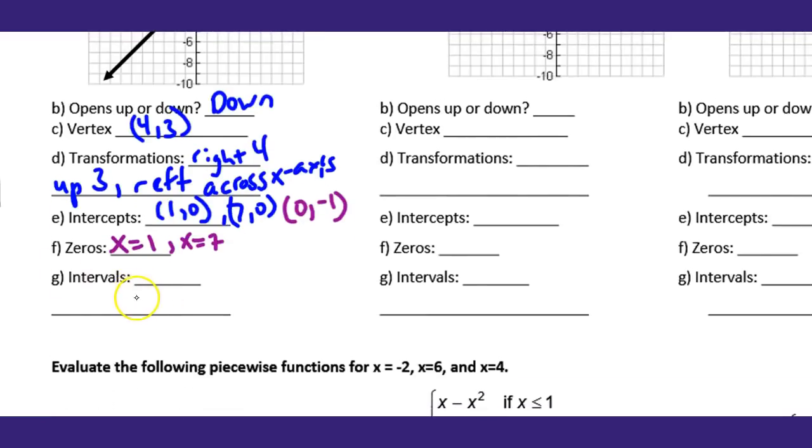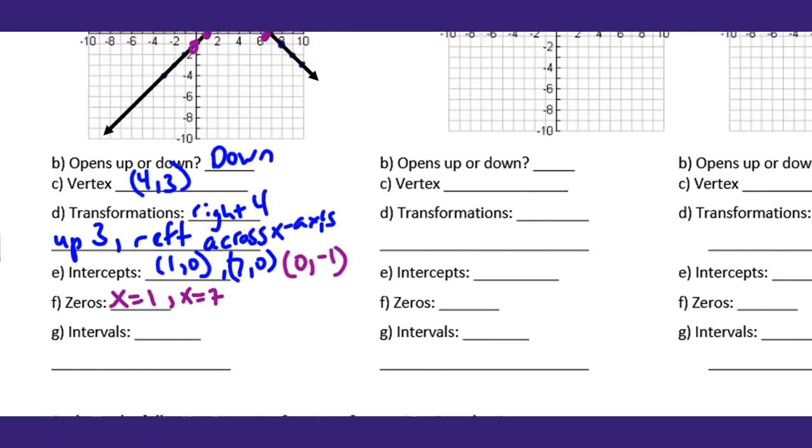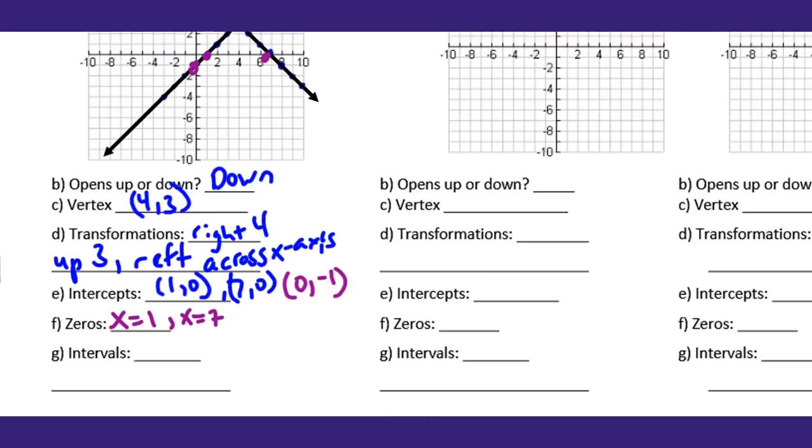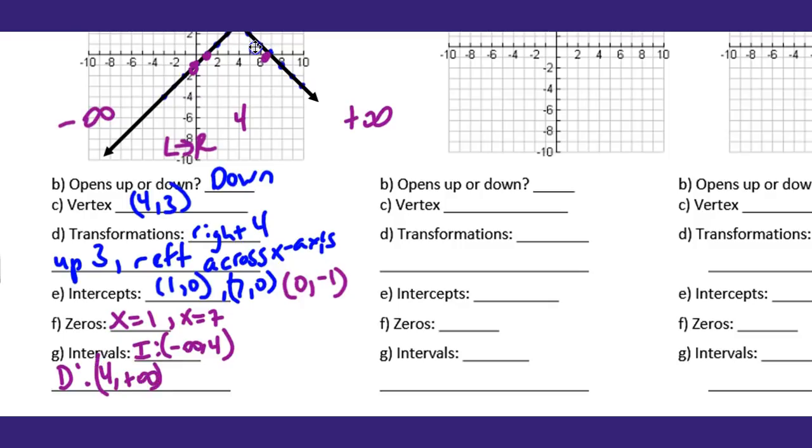And then we have the intervals of increase and decrease. Remember, you always use your vertex, and the middle of your vertex right here is 4. We've got negative infinity and positive infinity all the way over here. When you trace the graph from left to right, there's an increase from negative infinity to 4, and then a decrease from 4 to positive infinity. I say decrease because look how the line is going down to the right.